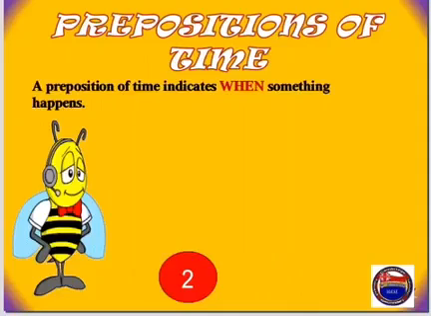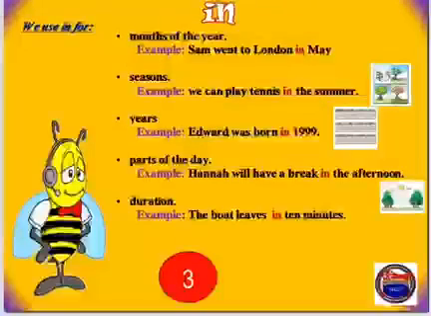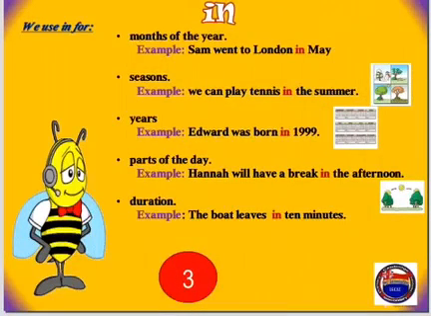Let's look at in. When do we use it? We use it before months. So, can you tell me how many months we have? Yes, that's right, 12 months. And they are January, February, March, April, May, June, July, August, September, October, November and December. So, for example, we say, Sam went to London in May.